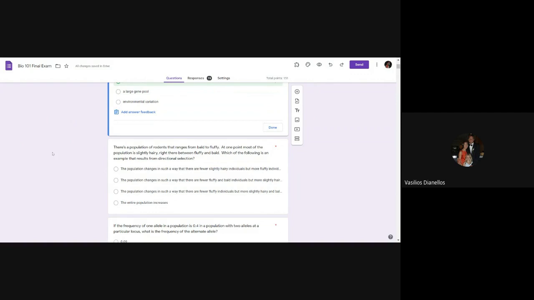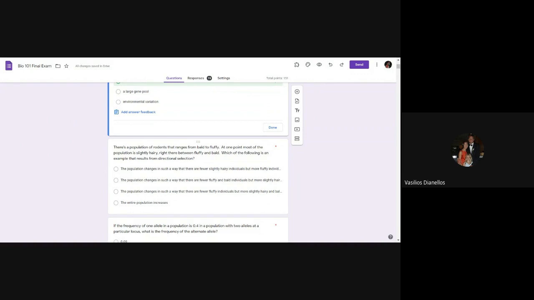Very few would be bald. Very few would be very fluffy, right? Most of them are right there in the middle. So that's what we're starting with. So then the question is, which of the following is an example that results from directional selection? And all you need to know from directional selection is that you're moving towards one of the extreme phenotypes.